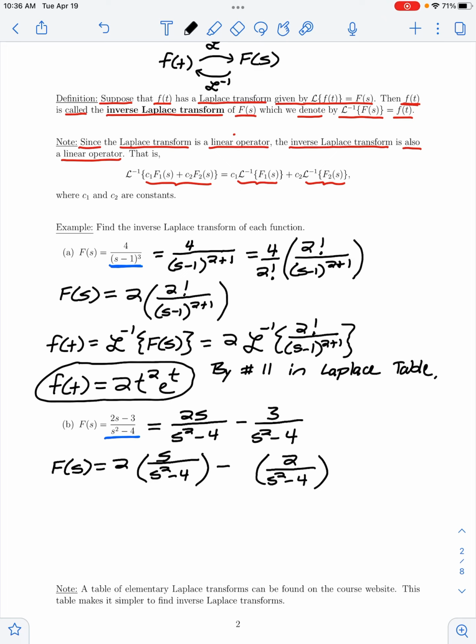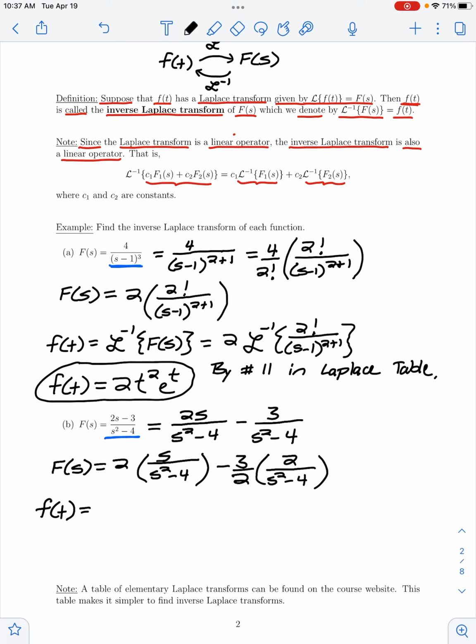And so to get a numerator of 2, I could take the numerator that I had, 3, and then multiply by a factor of 2 and divide by a factor of 2. And now each of these terms looks exactly like properties number 7 and 8 from our Laplace table.